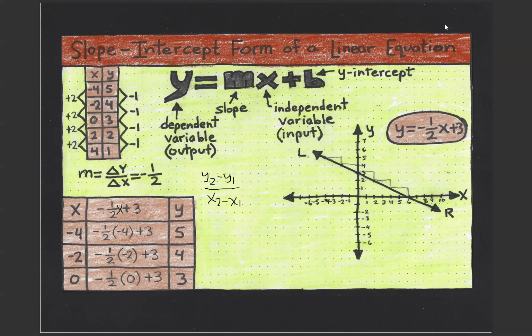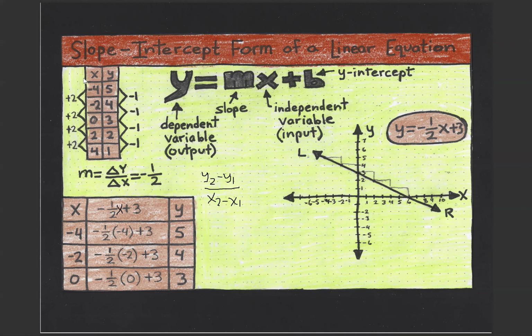Today, we're going to continue our study of the slope-intercept form of a linear equation as represented by y equals mx plus b, where y is the dependent variable or output, m is the slope, x is the independent variable or input, and b is the y-intercept. Today we're going to focus on the slope because we have a negative slope here, meaning that we have a high left and a low right. And we're going to figure out how we get a line with a slope like that. Well, let's take a look at our table.